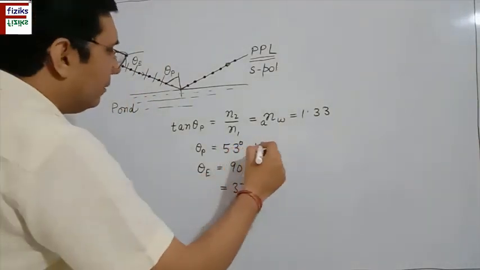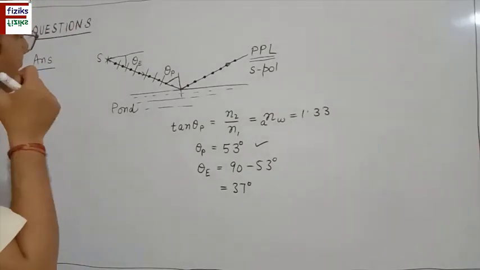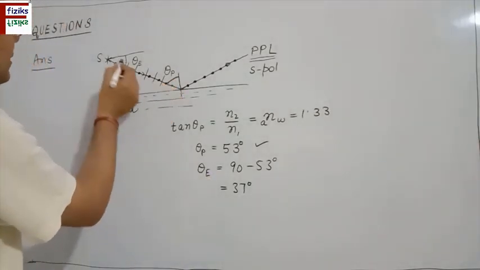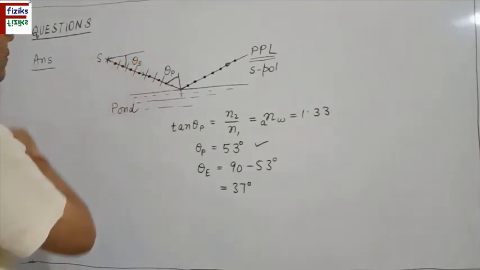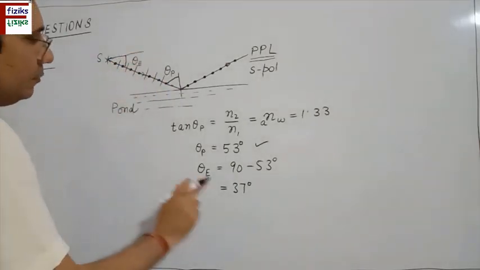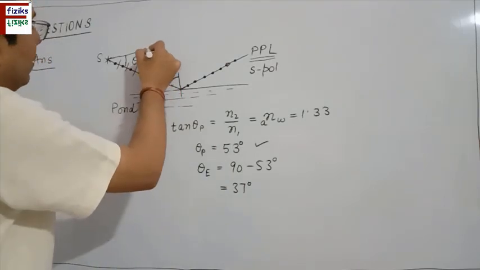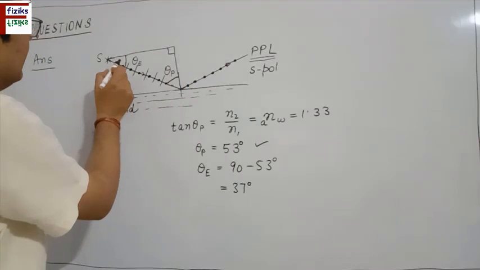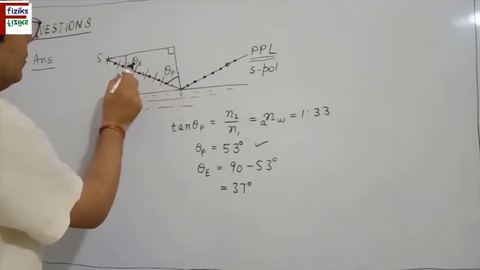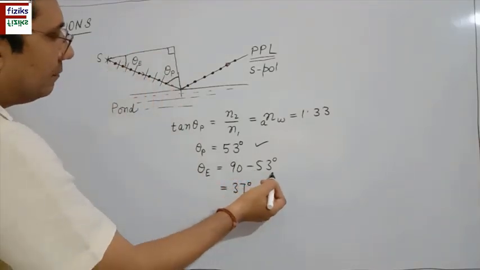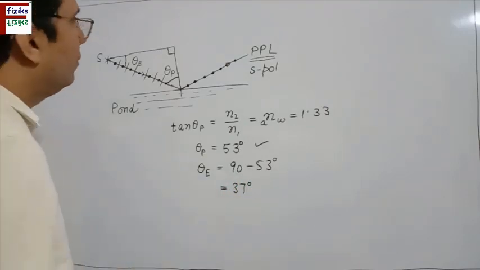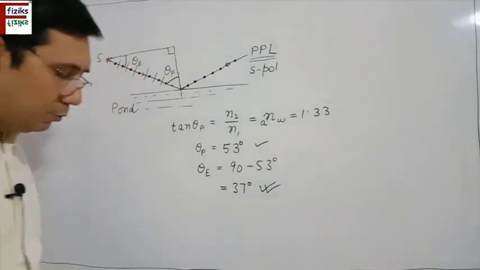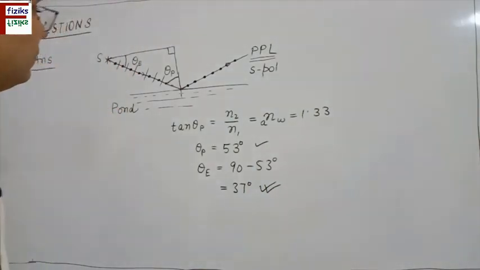By calculator you can first find the angle of polarization, and from this angle of polarization we can calculate the elevation angle of the sun. Why am I choosing 90 minus 53? If we draw this triangle, this angle is 90 degrees, and the sum of this and this is 90 degrees. So theta e is equal to 90 degrees minus 53 degrees, which is 37 degrees. This is the answer for question number 2.